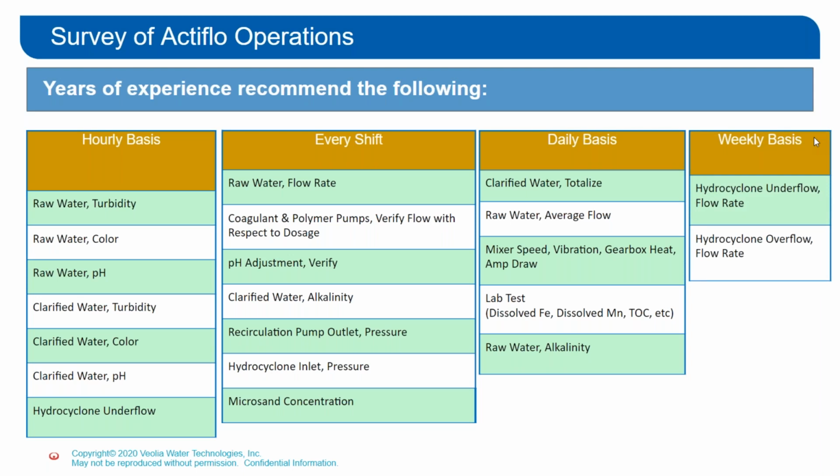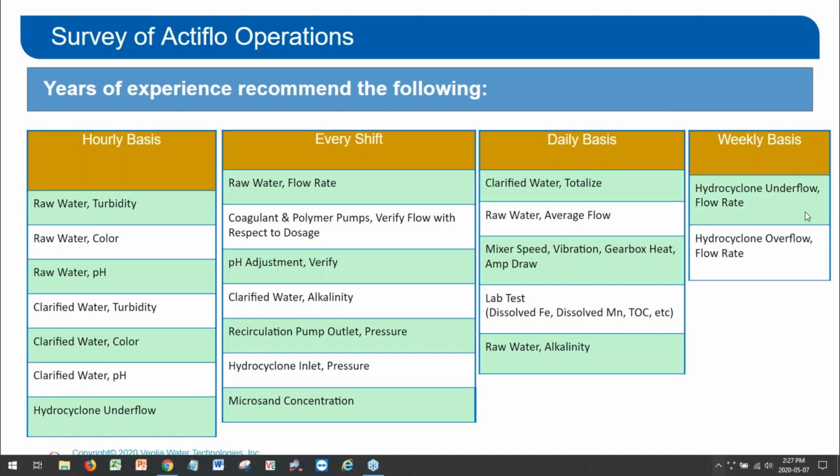On a weekly basis, just making sure that you're really prepared for an eventuality, more like a preventative maintenance sort of thing, but checking the flow rates from the underflow and overflow of the hydrocyclone will help to diagnose and know where what is going.